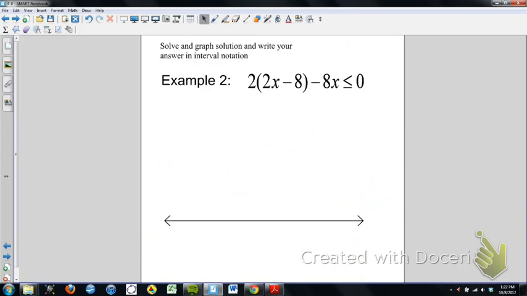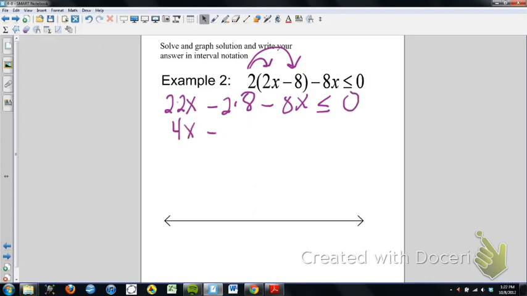Okay, example 2, we're going to do the same thing. Just as if I were solving an equation, I want to clean up the sides before I move on. So the first thing I want to do here is distribute this 2 in. So 2 times 2x minus 2 times 8 minus 8x is less than or equal to 0. So that's 4x minus 16 minus 8x is less than or equal to 0. Now let's use keep, change, change.